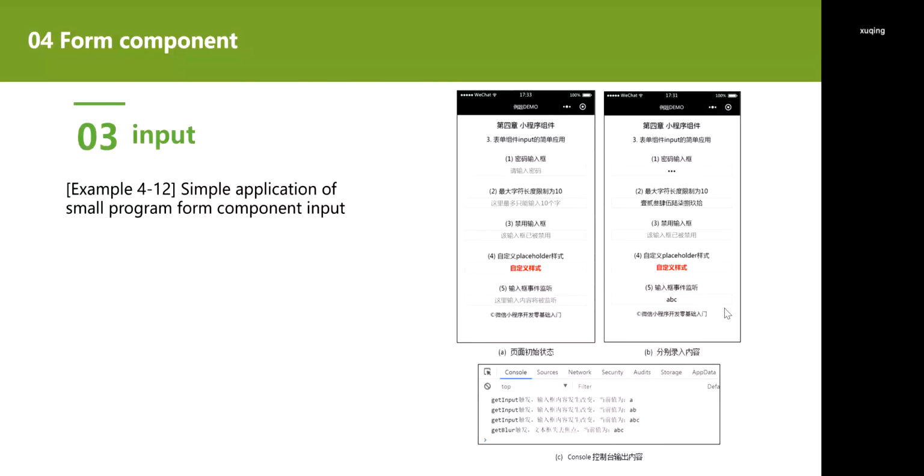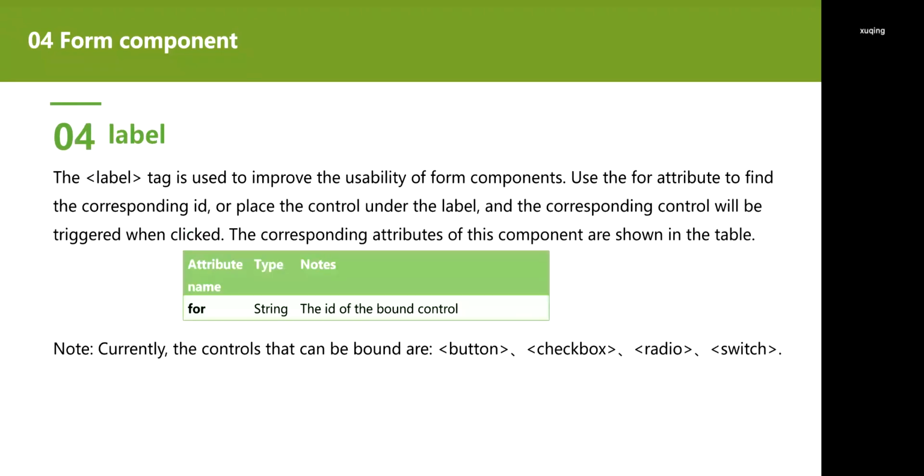Label, the label type. The control attributes of these components are shown in the table. Here we have an attribute to take the ID of the bound control.